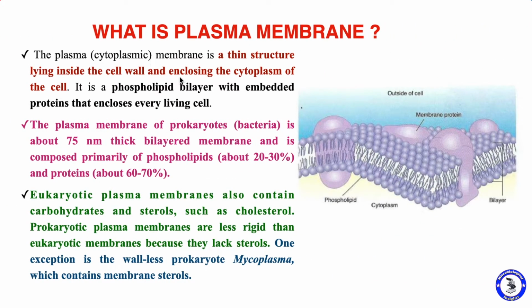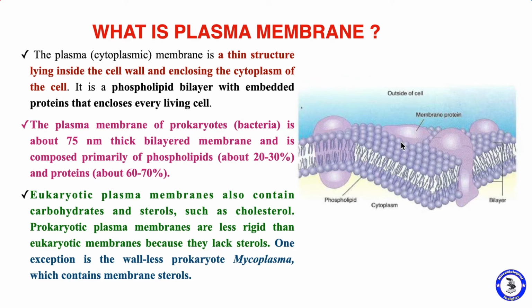What is plasma membrane? The plasma membrane is a thin structure. Where is it located? It lies inside the cell wall and it encloses the cytoplasmic constituents. This layer is made up of mainly phospholipids, and some protein molecules are embedded inside these phospholipids. It looks like this structure. These are all phospholipids and these are the proteins which are inserted into this membrane. We can see this type of structure in all living cells.